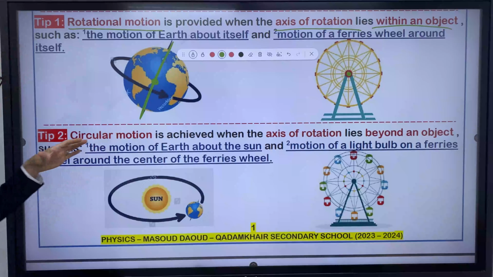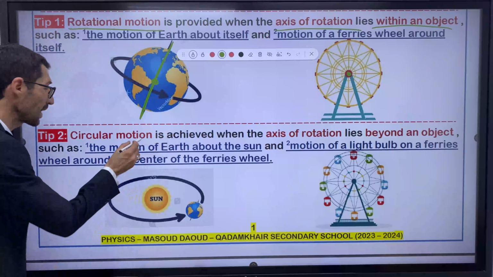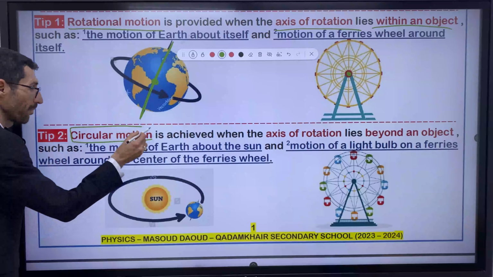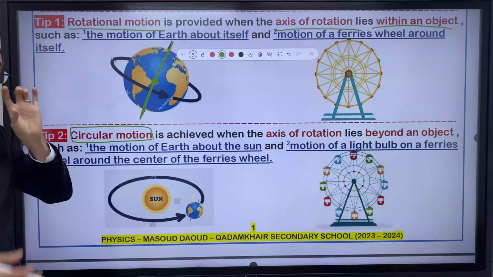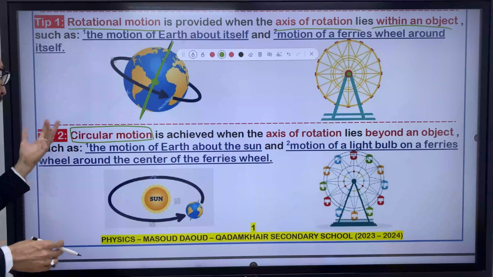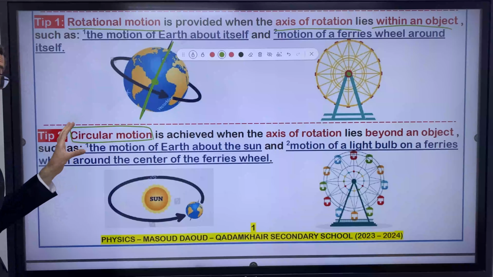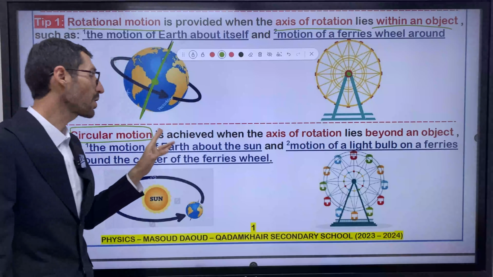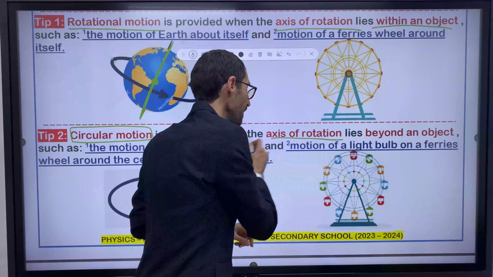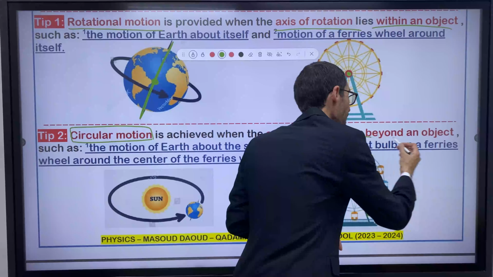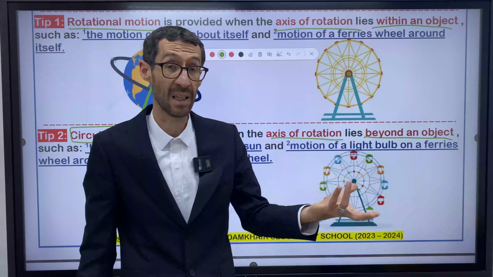The second tip actually says circular motion is achieved. So there is a new type of motion, right? It's different from rotational motion. I want you to differentiate between rotational and circular motion. The second tip talks about circular motion. Circular motion is achieved when the axis of rotation is beyond an object, when the axis of rotation is located outside the object, right?